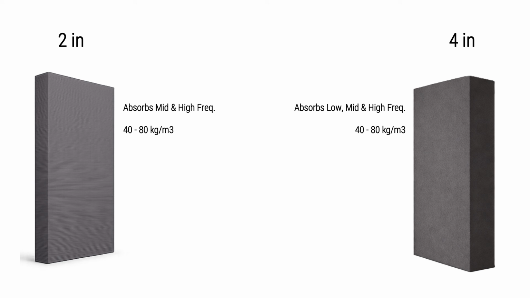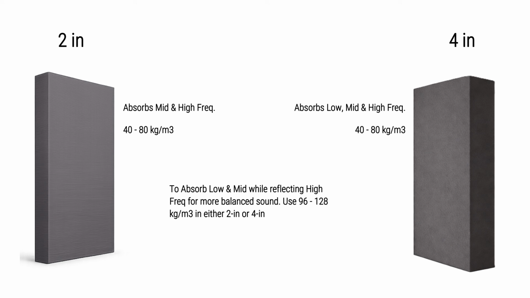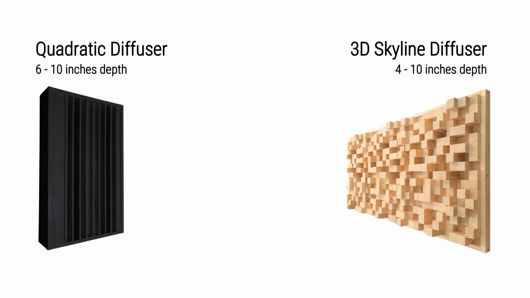And if you're aiming for a balanced sound while preserving some brightness from higher frequencies, denser 2-inch panels in the 96 to 128 kilograms per cubic meter range can be a great option. When choosing diffusers, it's best to stick with proven designs such as quadratic residue diffusers with depths ranging from 6 to 10 inches, or 3D skyline diffusers with depths between 4 and 10 inches. These designs are widely regarded as professional standards for achieving effective, reliable diffusion.